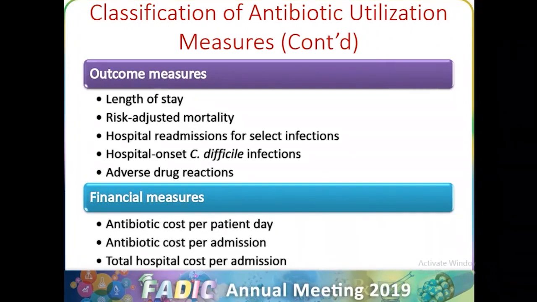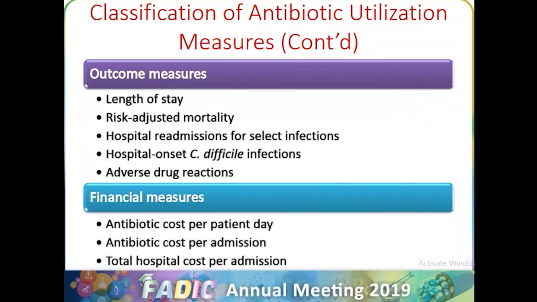Hospital readmissions for some of the selected infections, such as pneumonia or recurrent UTIs. Hospital onset of C. difficile infections, which is primarily a healthcare-associated infection. And it's mainly caused by antibiotic misuse, because antibiotic exposure is one of the major risk factors for acquiring Clostridioides difficile infection. And then finally, the adverse drug reactions, basically the adverse effects of antibiotic therapy. As you may know, many antibiotics can be nephrotoxic or neurotoxic.